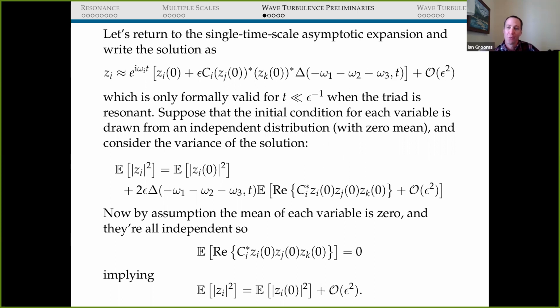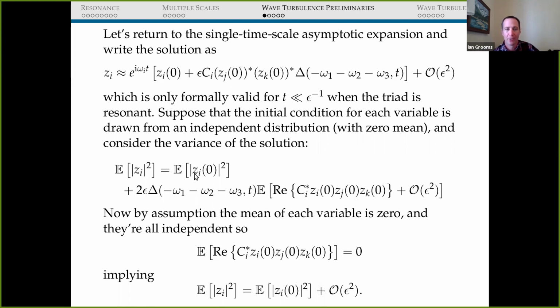Now let's look at the expected value of the energy in one mode. So we're going to take Z sub i and square it. That's like the energy. If you want, you can add a factor of 2, and then take the expected value. So now I'm going to square this expression up at the top, and I'll have the leading order term squared. That's here. And then I'll have 2 pieces from the leading order term times the epsilon term. That's here. And then everything else is going to be higher order.